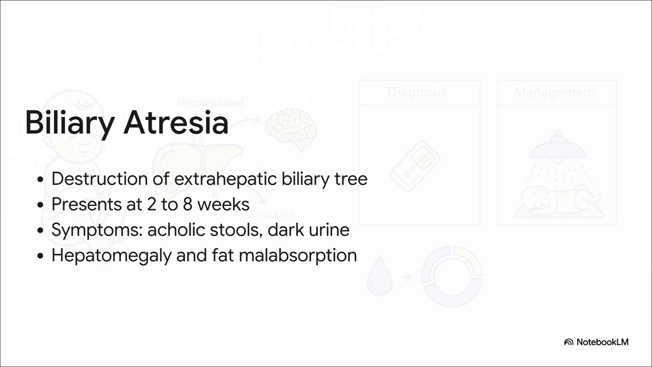Biliary atresia. The underlying mechanism here is essential to understand. It's an idiopathic, progressive, fibro-obliterative destruction of the extrahepatic biliary tree. Because this destruction completely blocks bile passage into the duodenum, these infants classically present right between 2 to 8 weeks of life. You'll see severe fat malabsorption, pale or acholic stools, distinctly dark urine, and hepatomegaly. If this goes unrecognized, it rapidly progresses to irreversible cirrhosis.